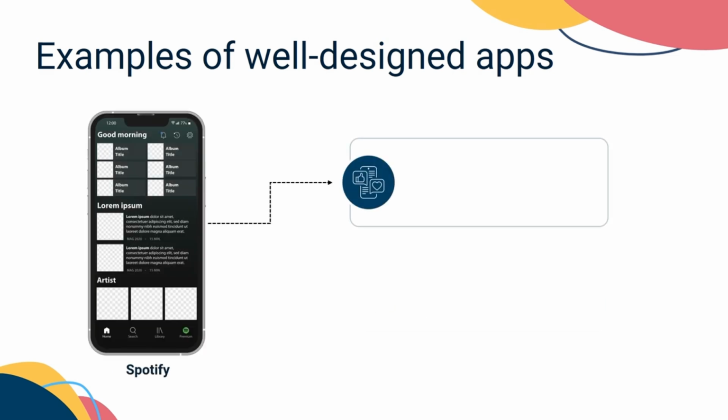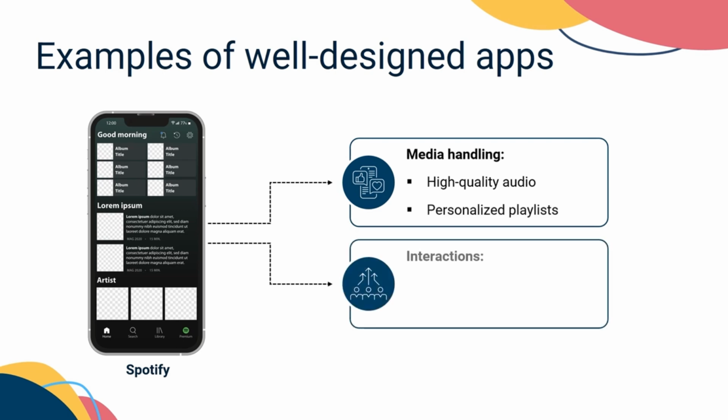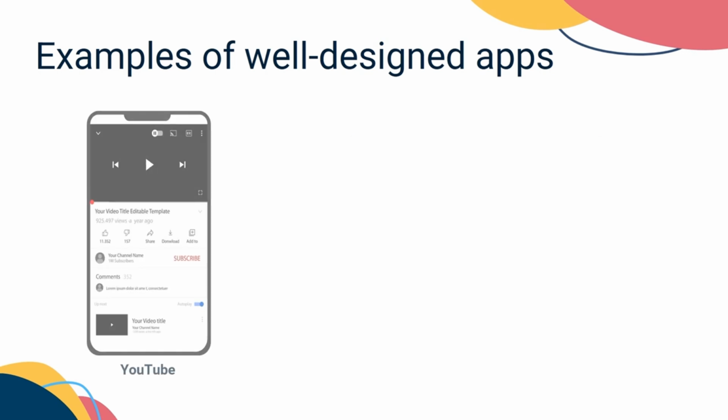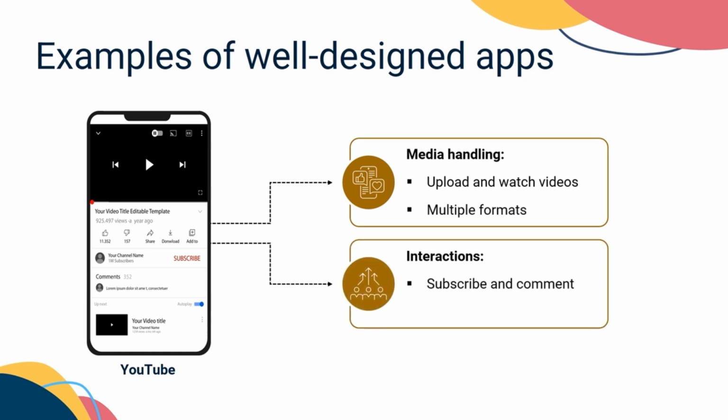Spotify offers seamless music streaming with high-quality playback and personalized playlists. You can control music using touch gestures or voice commands for easy navigation. YouTube allows you to watch and upload videos easily. You can subscribe to channels, comment on videos, and even engage with live streams for a richer experience.